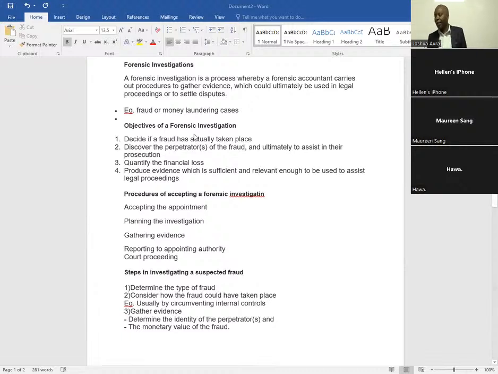So here we are. What are forensic investigations? We are being told that a forensic investigation is a process whereby a forensic accountant carries out procedures to gather evidence which could ultimately be used in legal proceedings or to settle some disputes. So when we talk of forensic investigations, ladies and gentlemen, I would want you to underscore the word forensic. Forensic means what here? To be used in a court of law. For purposes of determination of disputes.